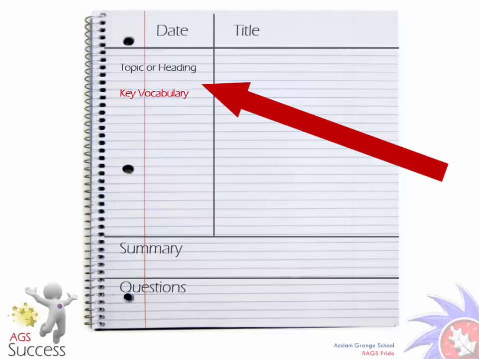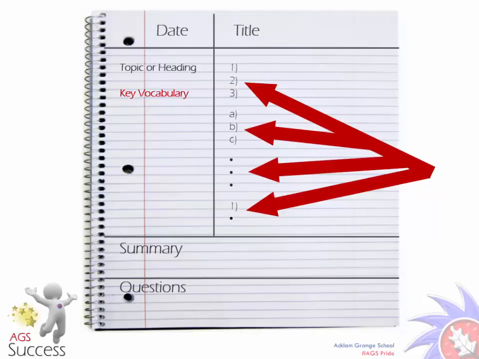Underneath that, and I've put this in red because I'd like you to do this in a different colour, is the key vocabulary. This is very, very important because that key language should be able to pop off the page at you very quickly, and when you are doing any revision or revisiting these notes at any other time, you can very quickly see the topics and then the key vocabulary that you need to understand and learn in that section.